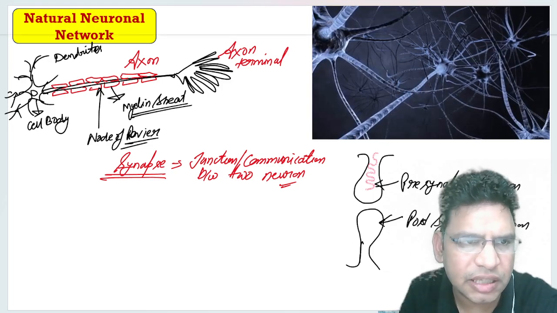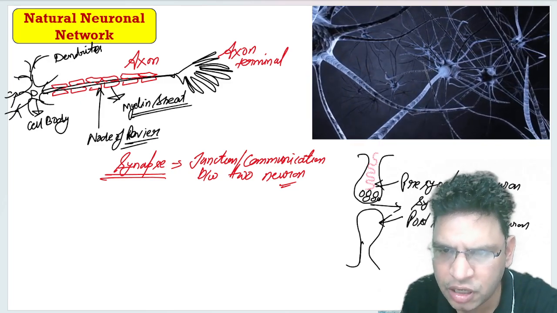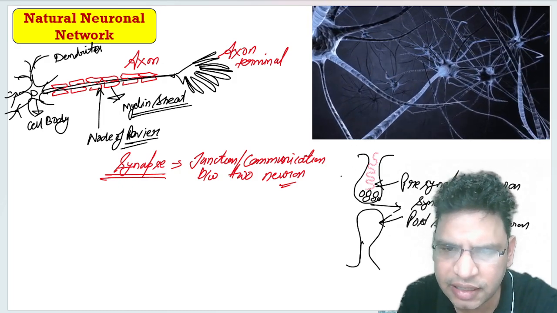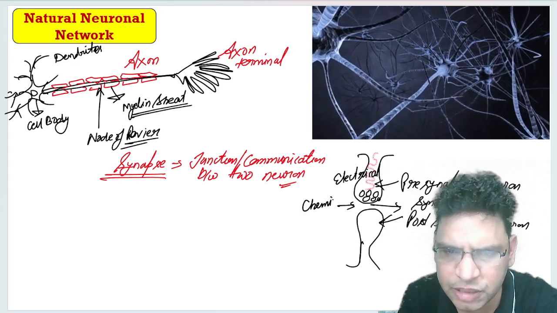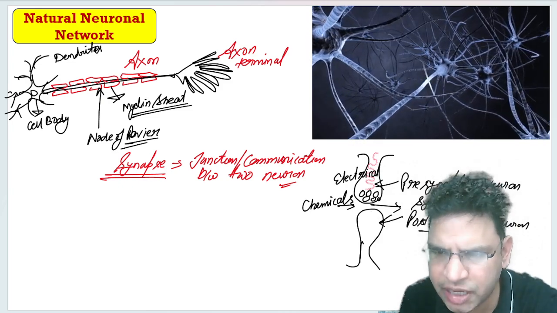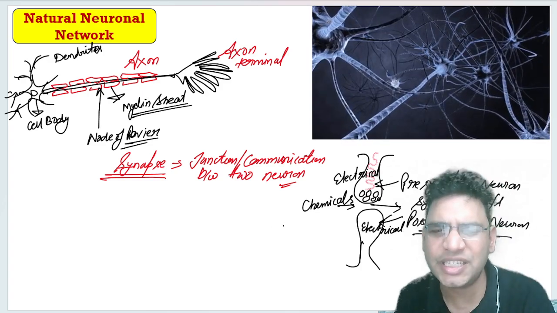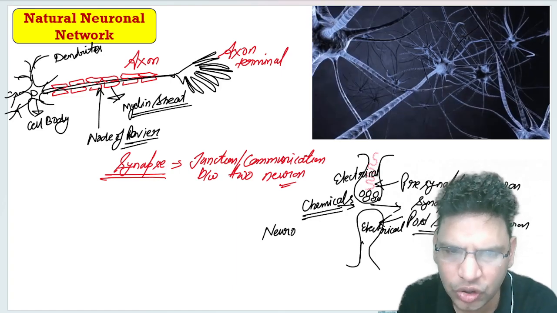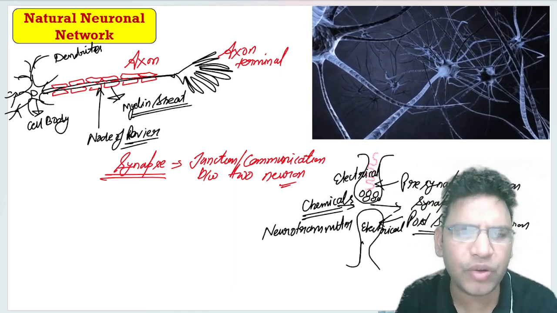Then what happens: this is called the synaptic cleft. These electrical signals are converted into chemical signals, and these particular chemicals are received by the postsynaptic neuron, and again they are converted into electrical signals. This is the basic concept of a synapse, and these chemicals are called neurotransmitters, right? Neurotransmitters.